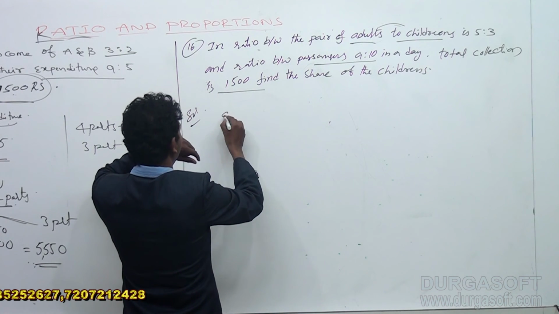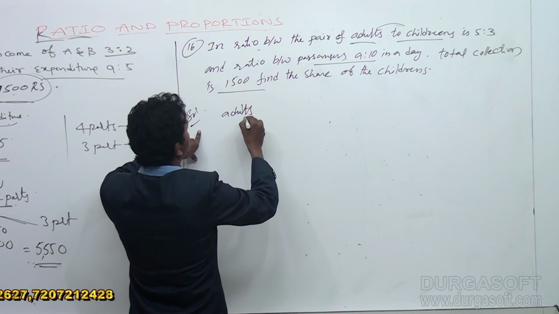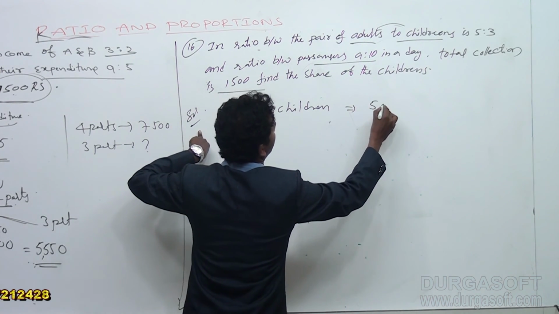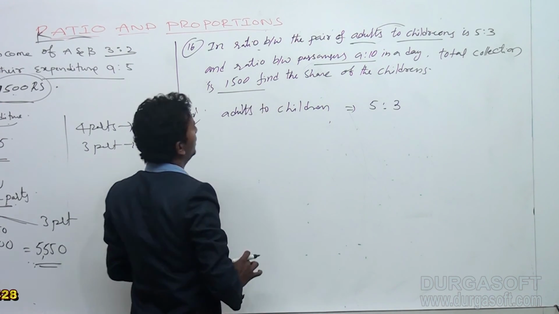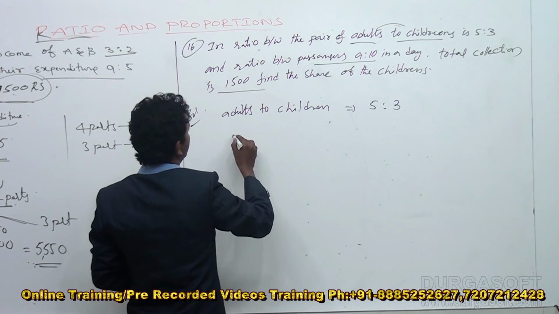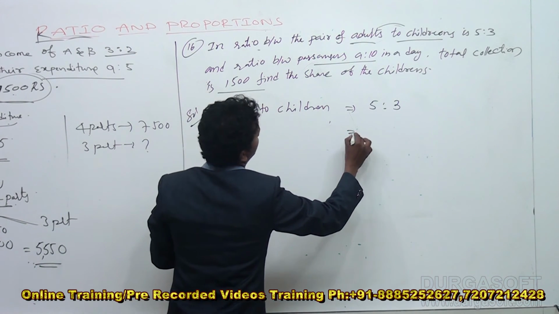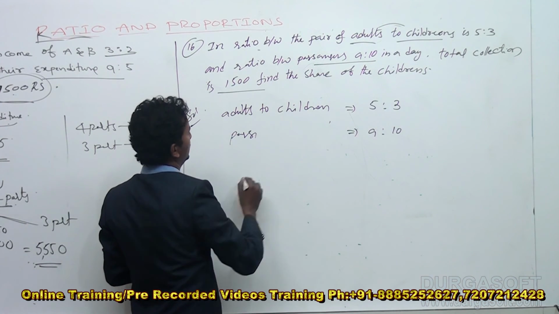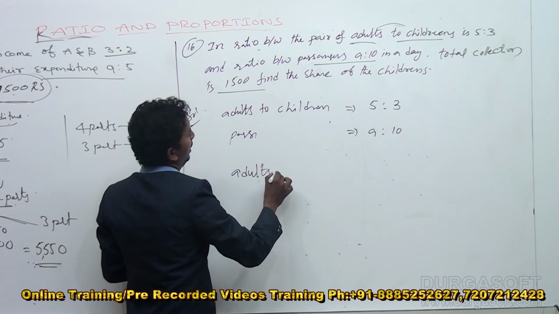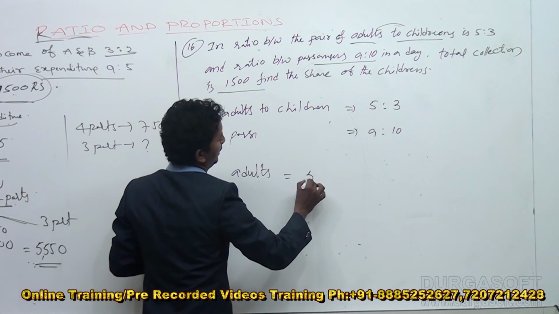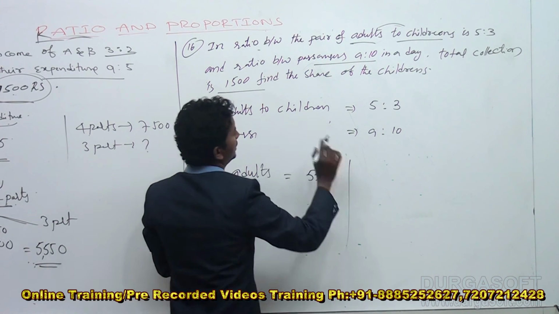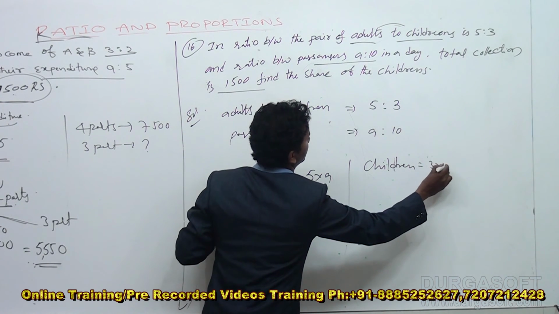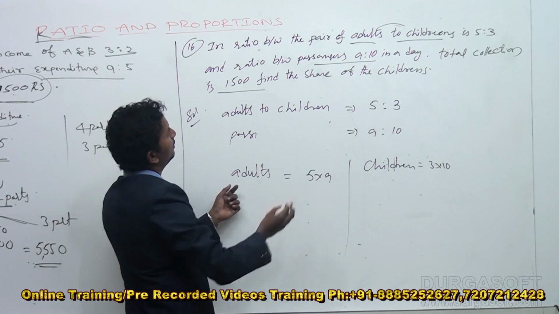Now adults to children, what is given? 5:3 is given. Now again, the ratio of passengers is also given, passengers 9:10. I am calculating the individuals, adults and children. Adults, what is their adults? 5 into 9. Now again, what is the children? Children, 3 into 10.